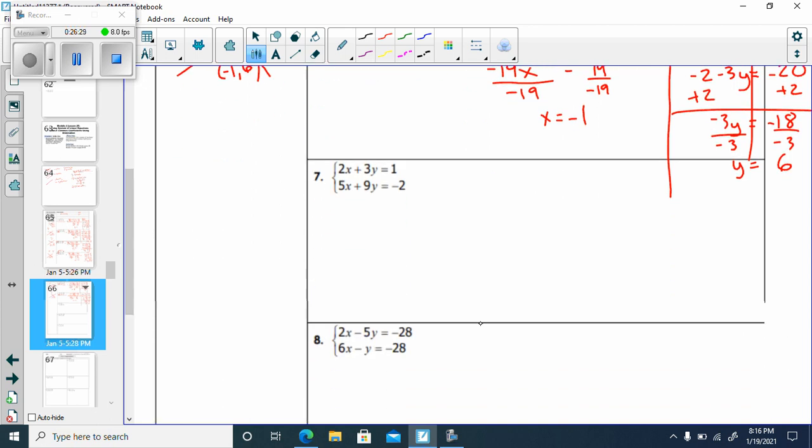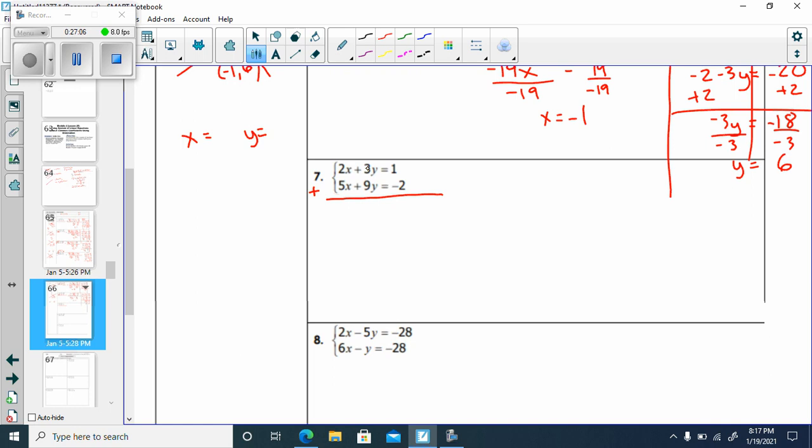Let's do 7. Okay, I'm trying to see if I use substitution or elimination. Does it say x is equal to or y is equal to? No, it doesn't. Our x's are lined up, our y's are lined up, we've got numbers lined up. We're going to have to use elimination. We need to find a way to eliminate one of these variables. Is there anything I can multiply 2 by to get 5 or 5 by to get 2? Not just a whole number. It's not going to be easy.